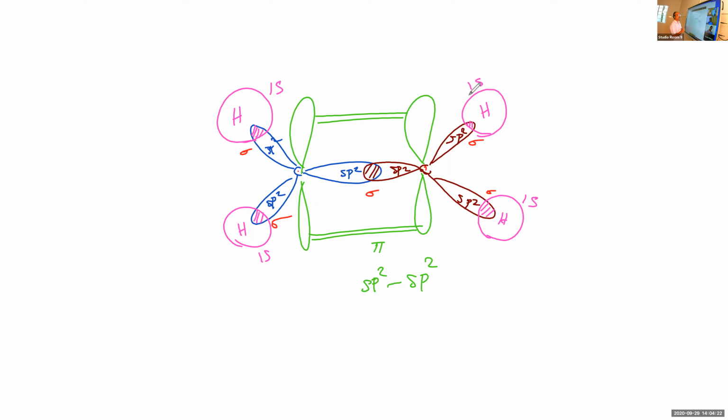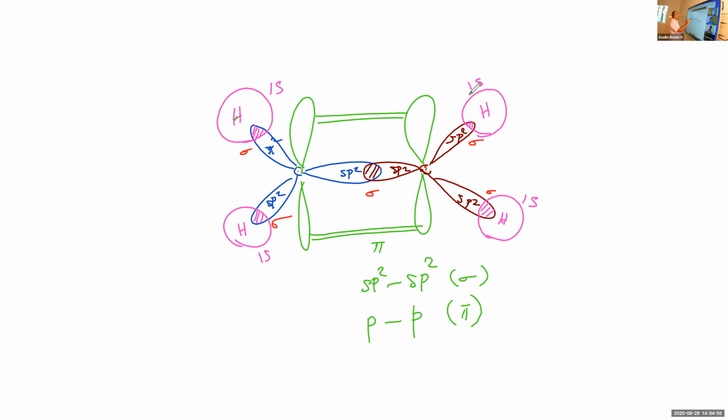sp2 overlap of the carbon atoms forms the sigma bond, while there is a sidewise overlap between p orbitals forming a pi bond. So the two bonds between the carbon atoms are not identical. They are not of the same type. One is a sigma bond, the other is a pi bond, and the molecule is planar. When you measure the hydrogen-carbon bond angle, it is equal to 121 degrees.